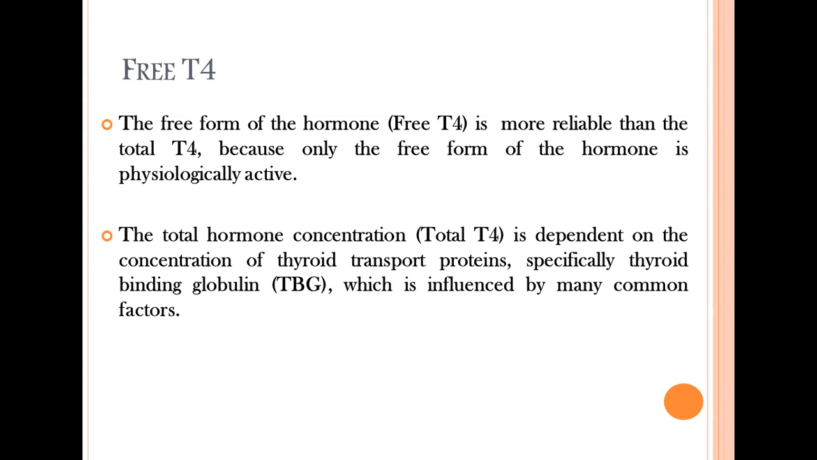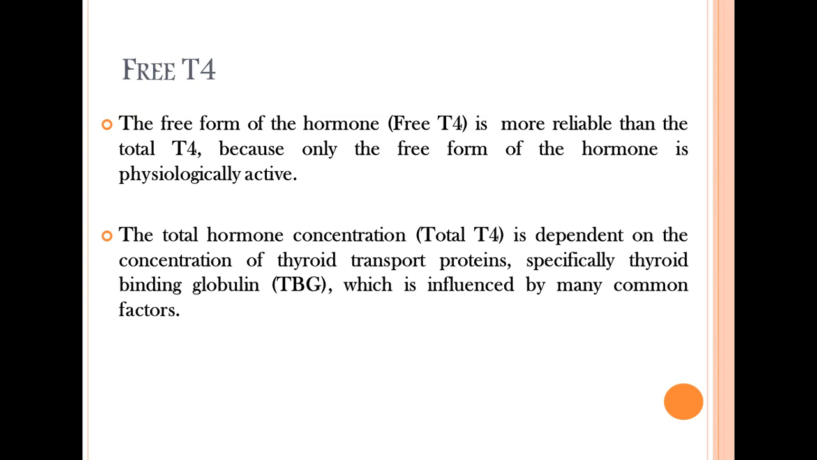The free T4: sometimes we have certain abnormalities that may affect the level of the binding protein. We know that about 99% of the thyroid hormone is protein bound, and less than 1% is free. The protein bound hormone is usually bound to thyroxine binding globulin, or to prealbumin and albumin, with different affinity.